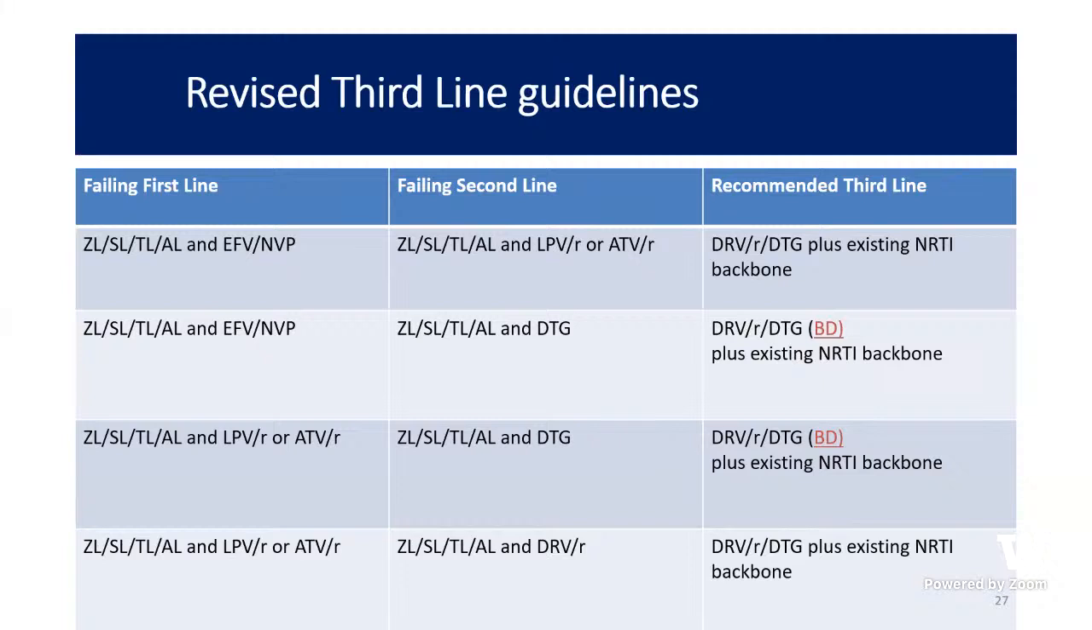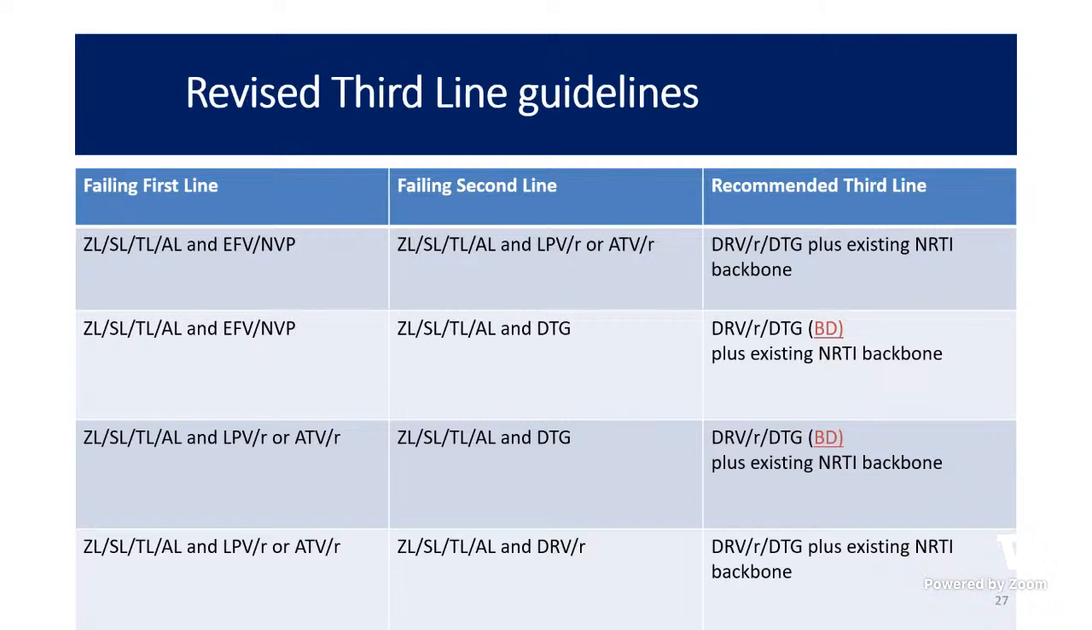Now the failing first line, again, will be NRTI plus an NNRTI, that's a failing first line. And second line was NRTI with DTG. The third line recommended will be darunavir boosted with ritonavir. Then DTG will be twice daily plus the existing NRTI backbone. So what we have seen is, previously I also spoke on this issue, that if a patient is having DTG in his first line or second line and he is being recommended third line DTG also, then the dosage will be always twice daily.